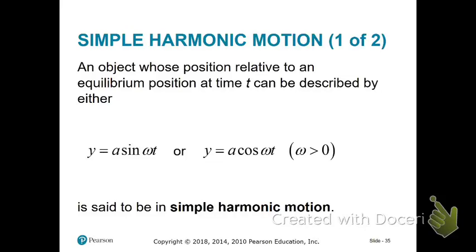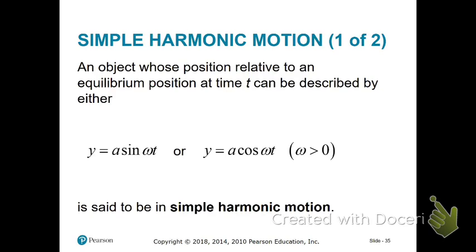Okay, so talking about simple harmonic motion. An object whose position relative to an equilibrium position at time t can be described by either y equals a sine of omega t or y equals a cosine of omega t is said to be in simple harmonic motion. If you look at these equations, they look just like the others that we looked at.